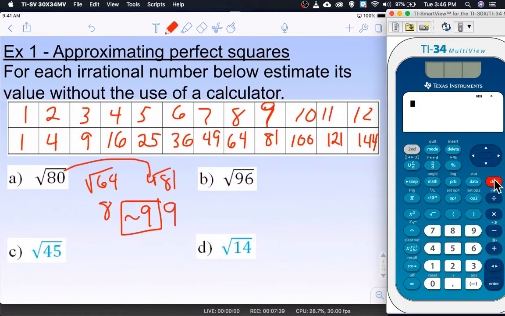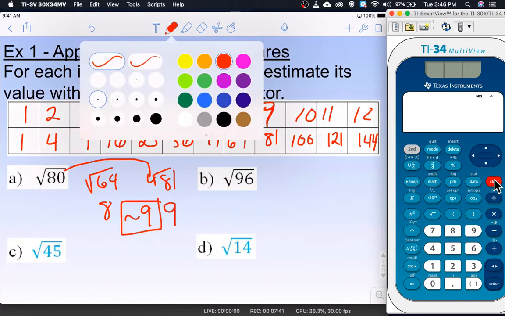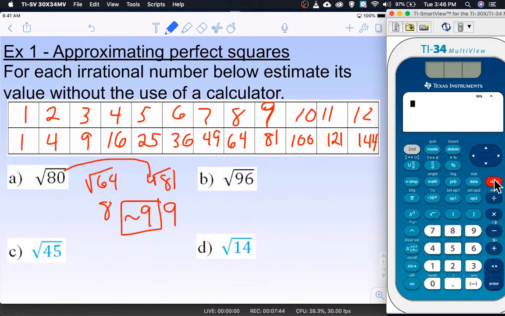All right. Square root of 96. Let me change color here. Square root of 96 would fit in between these two right here. It is closer to 100 than it is to 81, though. So I would put it like this, and I'd say square root of 96 is about 10. That's all we're trying to do. We're just trying to get an about answer. That's what estimation and approximation is about. We're not rounding, we're estimating and approximating.